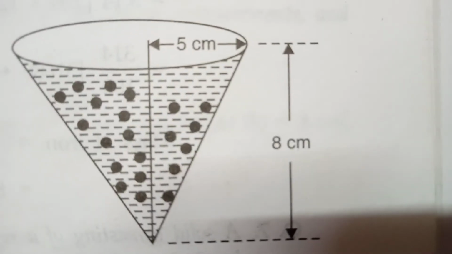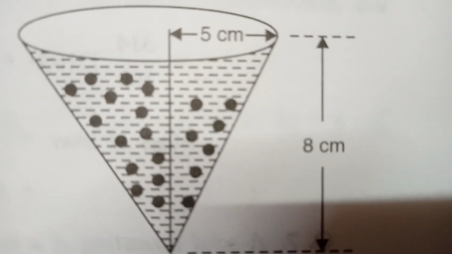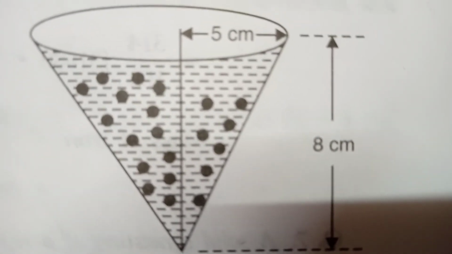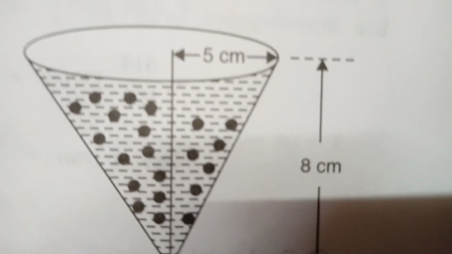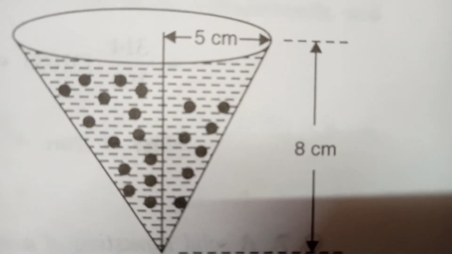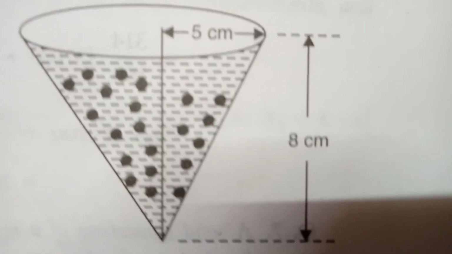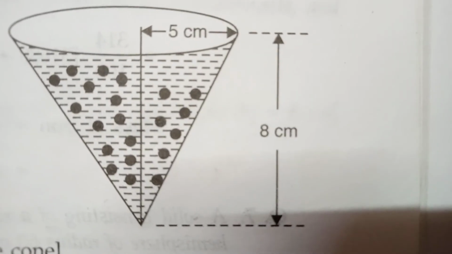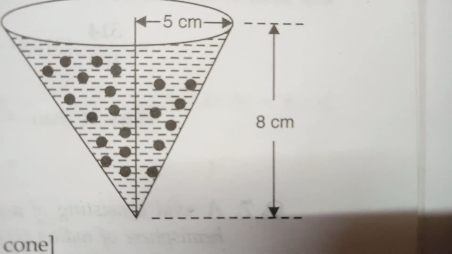This is the figure actually in the question: a cone which is inverted, and the radius at the top is 5 cm. The height of the cone is given as 8 cm. The lead shots, which are spherical, are dropped into the cone filled with water, and 0.5 cm is their radius. You have to find out how many spherical lead shots are dropped if 1/4 of the volume flows out.